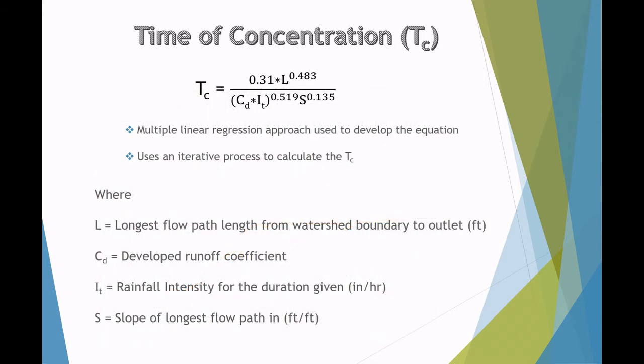A regression equation was developed to calculate this time of concentration, TC. In the equation, the time of concentration, TC, is a function of the longest flow path length and the slope of this flow path, rainfall intensity, and runoff coefficient. The values of the flow path length and slope can be obtained from the physical properties of the drainage area. The runoff coefficient C and the rainfall intensity I are the two parameters I wanted to show how they can be calculated.